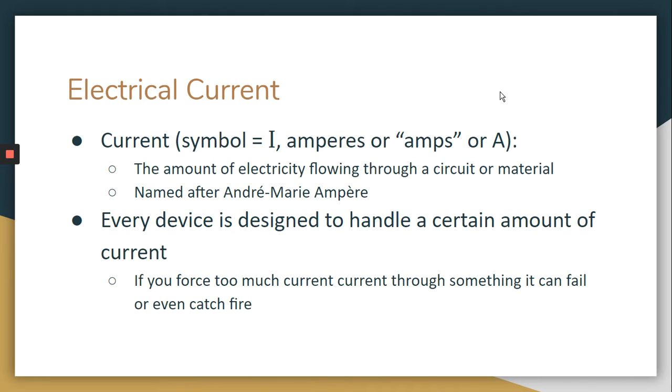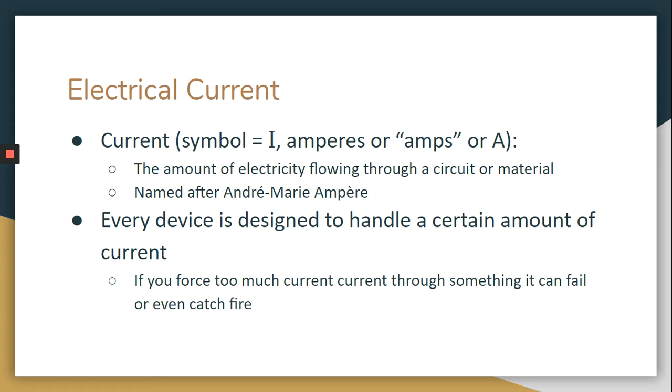Okay, so electrical current. The symbol, if it's in a formula, is I, and I'll be talking about that in a second. The unit is amperes or amps, and that can actually just be shortened down to a capital A. So if something had, say, 5 amps of current flowing through it, you could write it as just 5 and then capital A. Okay. What is current?